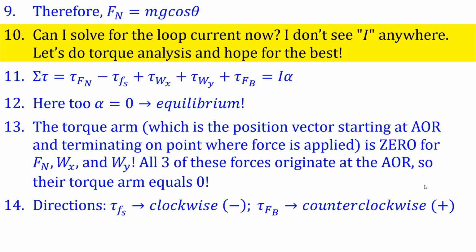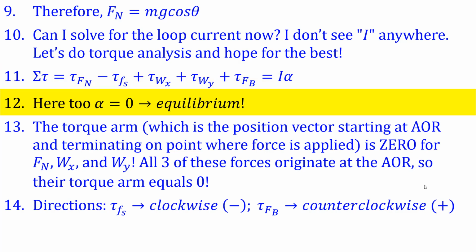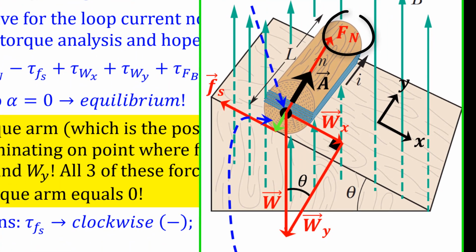Step 10, I'm not able to see any evidence of the current in anything I've done thus far, so I'm going to go on to torque analysis in step 11. My knee-jerk reaction is to take all of the forces that I identified and see what torques they may contribute. Sum of all the torques equals rotational inertia times angular acceleration. That's Newton's second law for rotation. In step 12, once again, this is an equilibrium, which means no acceleration, and that's true for linear as well as rotational acceleration.